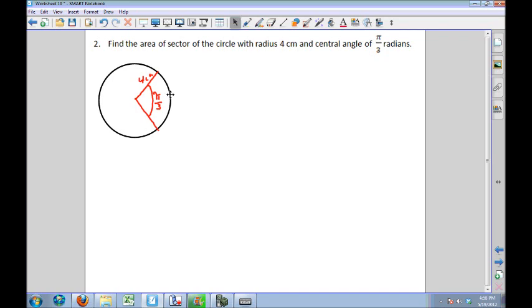Well, in a complete circle, there are 2 pi radians. So I'm dealing with pi over 3 out of 2 pi radians in the sector, which reduces to, my pi's will cancel out, I have 1/3 times 1/2, which is 1/6. So I'm dealing with 1/6 of the circle in this sector. The area of the whole circle is pi r squared, which would be 16 pi in this case.